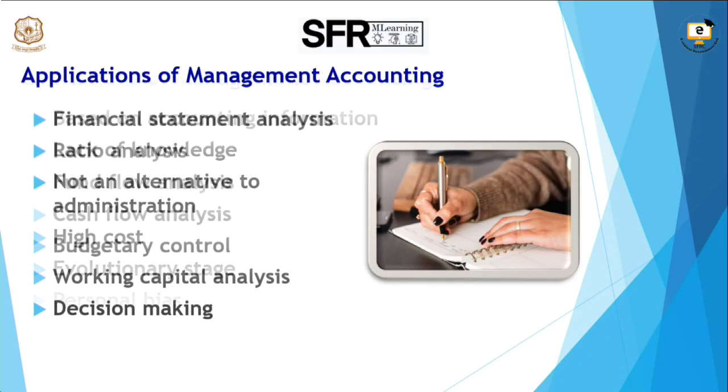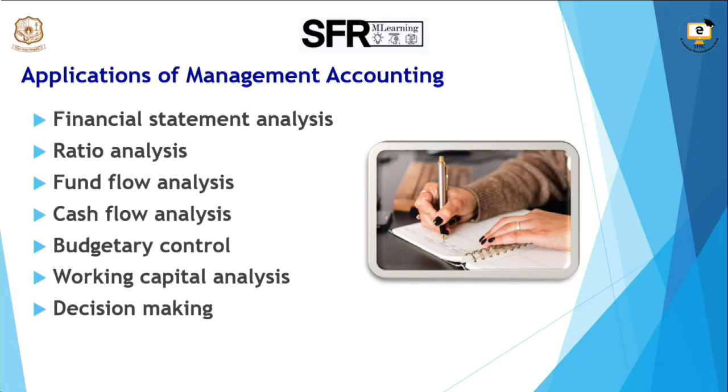Next we have to go for management accounting applications. How is management accounting applied at various levels or various chapters? So management accounting is applied in the following areas. First one is financial statement analysis. Financial statement analysis is also known as analysis and interpretation of financial statements. It refers to the process of determining the financial strength and weakness of the business firm by preparing the profit and loss account and balance sheet.